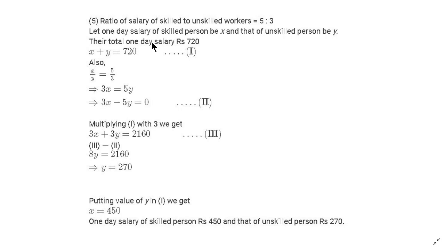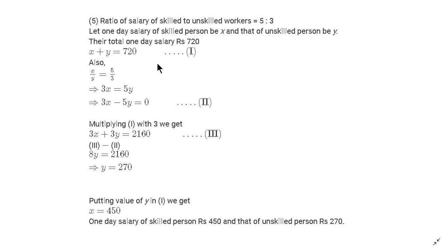So we are assuming here the salary of skilled worker is X and unskilled worker is Y. X for skilled, Y for unskilled. Then this is one day salary. So total one day salary should be X plus Y is equal to 720. It's given, right? One day salary of skilled and unskilled worker in the factory is 720. So this is the first equation. We got it quite easily, but we have to use this also, right?